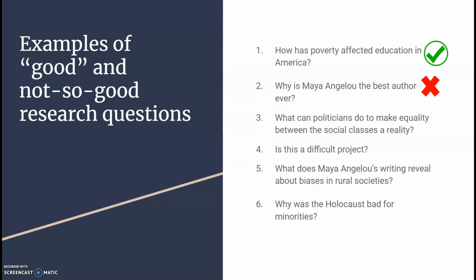Number 3, what can politicians do to make equality between the social classes a reality? Okay, so this one is, again, very specific. I'm talking about politicians. I'm talking about equality. I'm talking about social classes. And I'm talking about action. Like, they have to make it into something that's available for all of us. So that is a good question. Number 4, is this a difficult project? No. No, it is not. Nor is that a good question. Number 5, what does Maya Angelou's writing reveal about biases in rural societies? So again, you should read that and be like, hey, that's a good question.